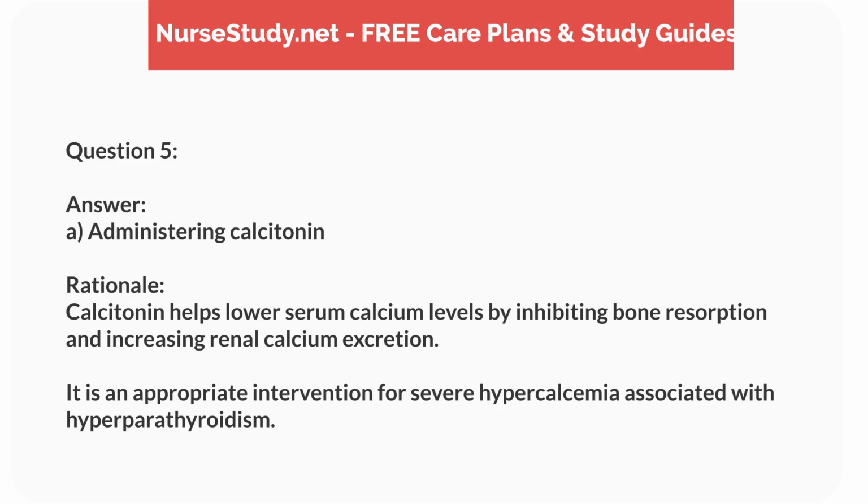Answer: A. Administering calcitonin. Rationale: calcitonin helps lower serum calcium levels by inhibiting bone resorption and increasing renal calcium excretion. It is an appropriate intervention for severe hypercalcemia associated with hyperparathyroidism.